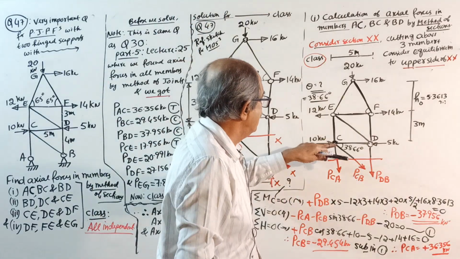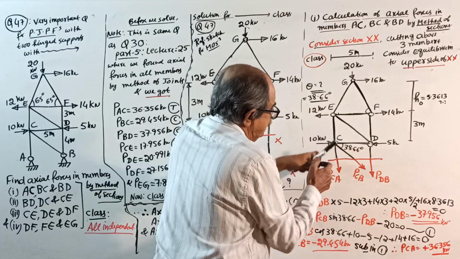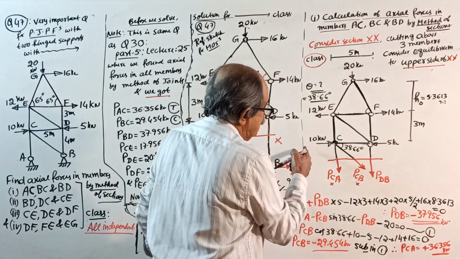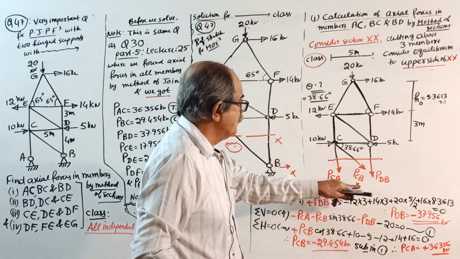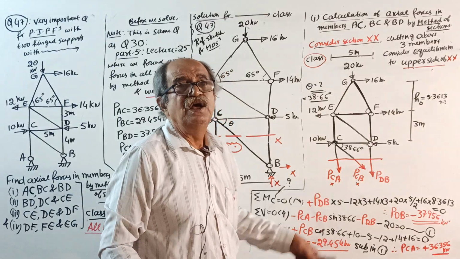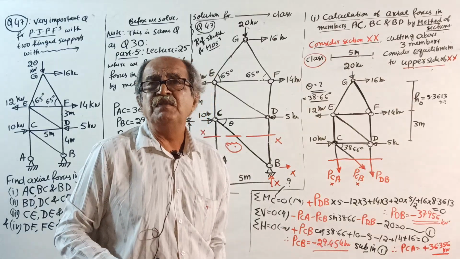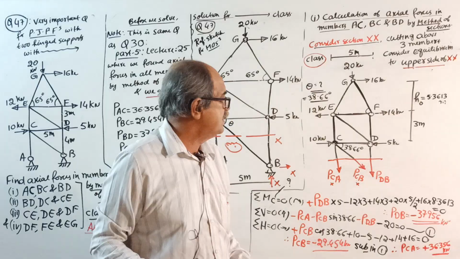Okay, take moment here. If you take moment about C, see here, P_CB into 0, P_CA into 0. Anything else 0? No, that's all. For moment it is 0, but don't tell me, sir, you told 0. For moment it is 0, but when you do sigma V, sigma H, it will come. When you do sigma V, sigma H, there is no moment, it is only forces.